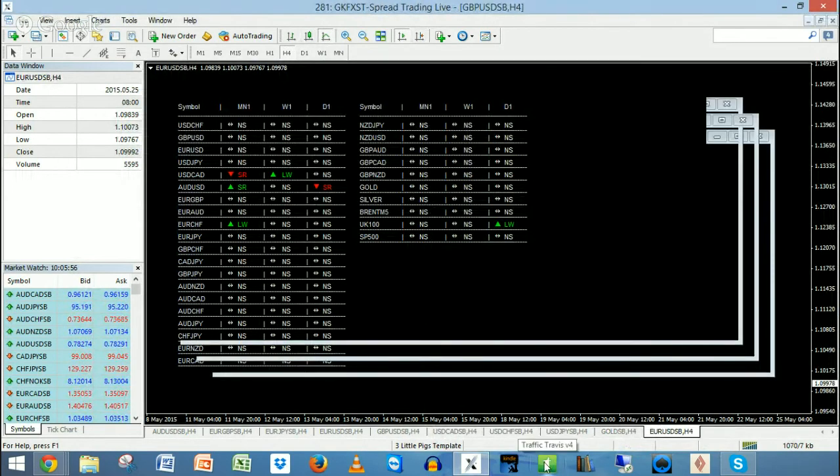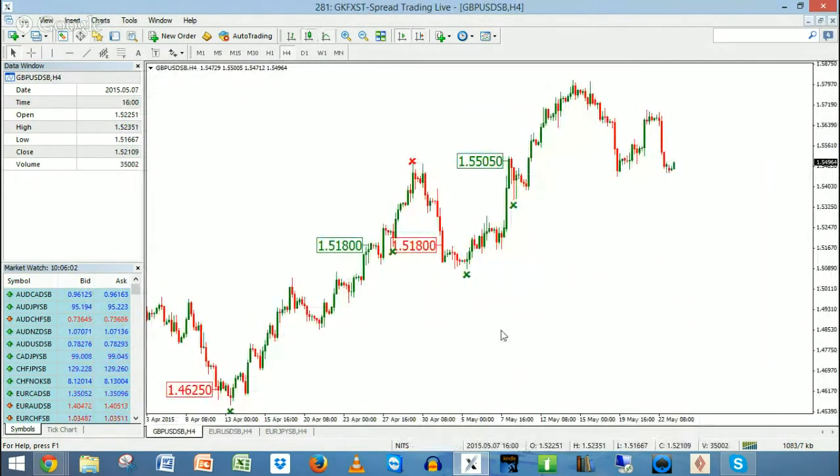A slight change from the report that I sent out at the weekend. No change on cable. We're still long. I've got a stop loss in here and I'm just waiting for this to shoot up higher or to take my stop and take a short trade.